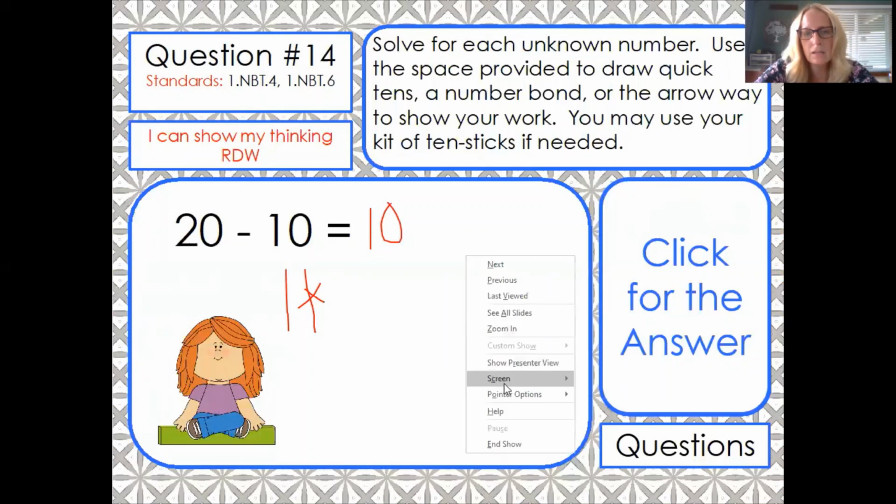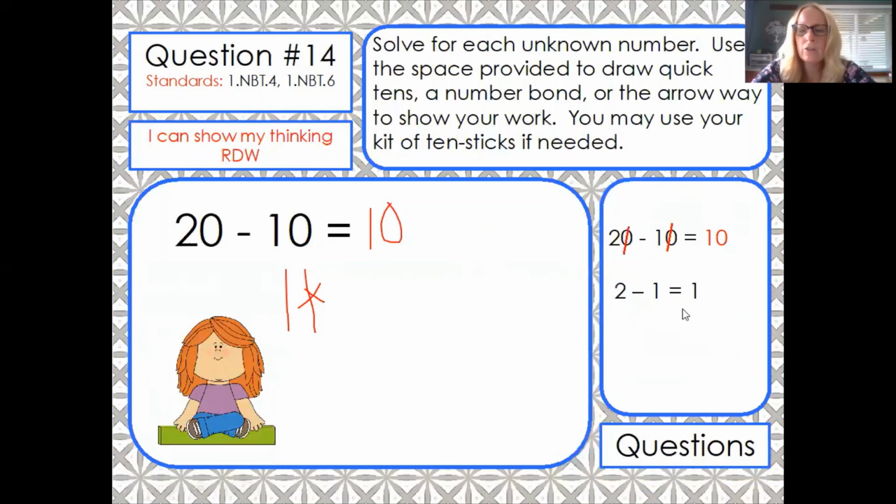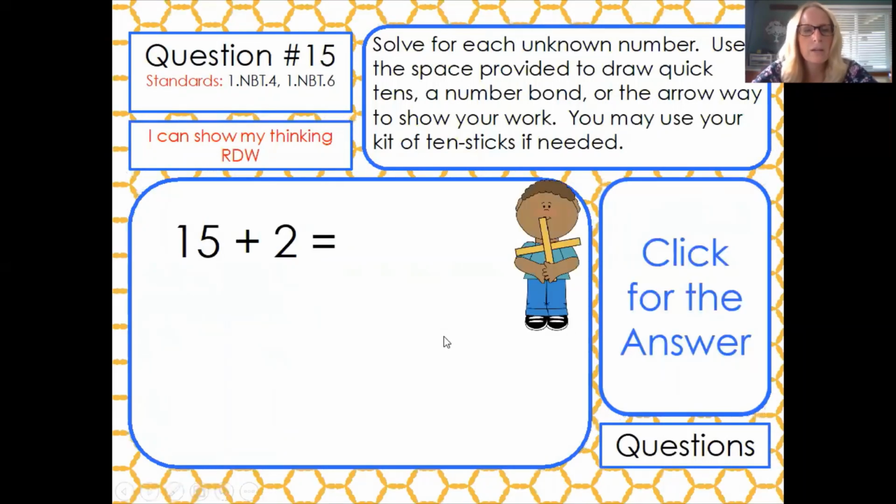Now, if we click the screen for the answer, they show you another way. Because there are 0 ones, you can just think of taking those away, and 2 minus 1 would be the same as 1. So 20 minus 10, you just add a 0, it's 10. All right, let's try another one.